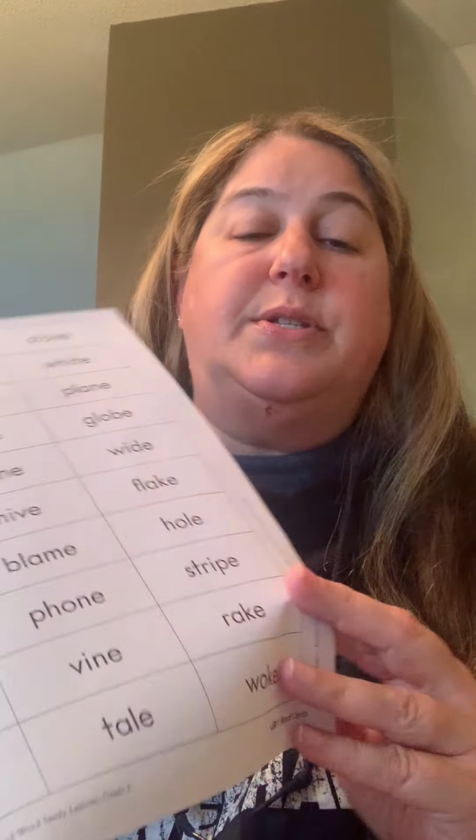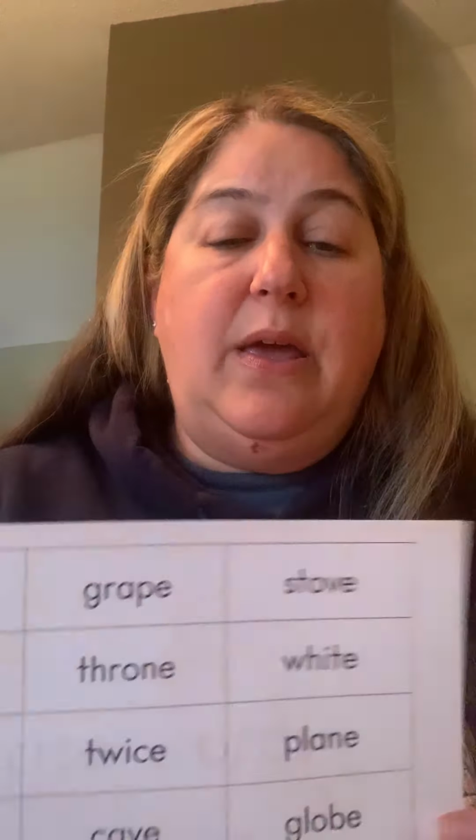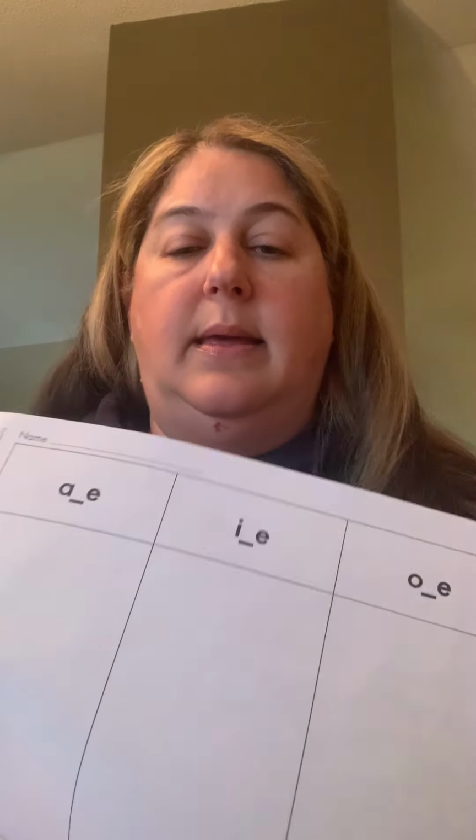So some of the words are size, face, robe, prize, zone, hive, blame, phone, note, wipe, stove, white, plain, globe, wide. Those are just some of the words. But if you look at that, you will notice that they all have a common theme. The theme is that they all have a vowel, a consonant, and a vowel. So we call that CVC words or VCV words. In this case, it's VCV because it's two vowels and a consonant in the middle. So all of these words go on those columns because they all have the combination of A and E, or I and E, or O and E. Again, silent E.